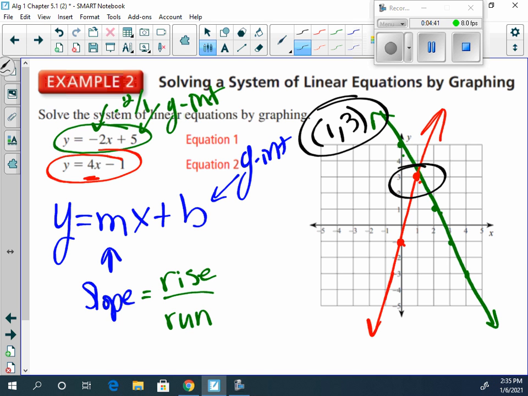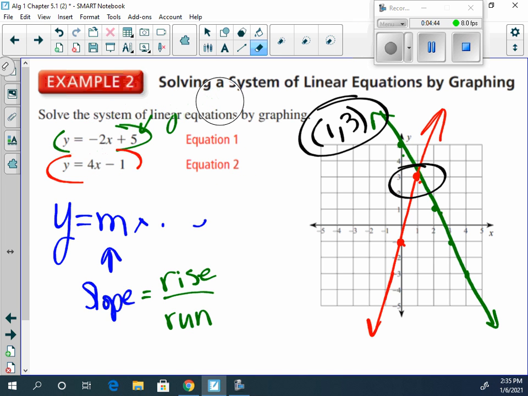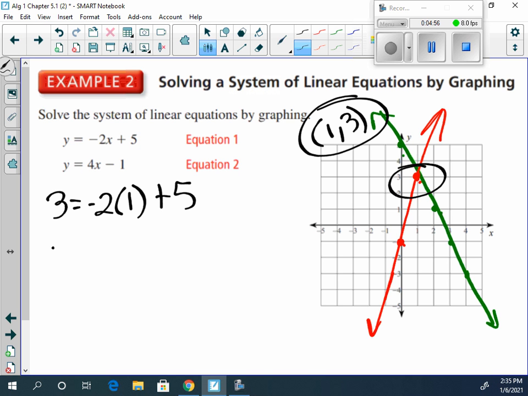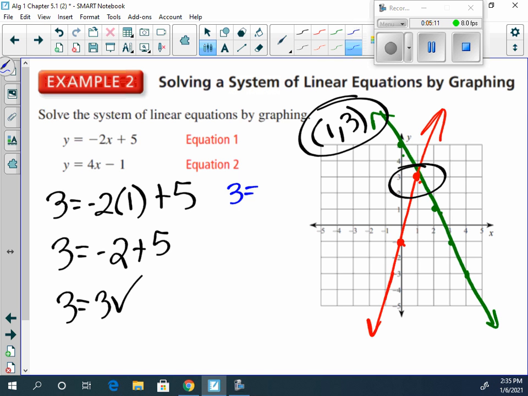Now what we could do is check this. So I'm going to erase all this here. If we plug this in, 1, 3, for the top one, we do 3 is equal to negative 2 times 1 plus 5. Negative 2 times 1 would be negative 2, and negative 2 plus 5 would be 3. It works. We could do the same thing with the bottom equation and say 3 is equal to 4 times 1 minus 1. 4 times 1 is 4, and 4 minus 1 is 3. They both give us true statements.